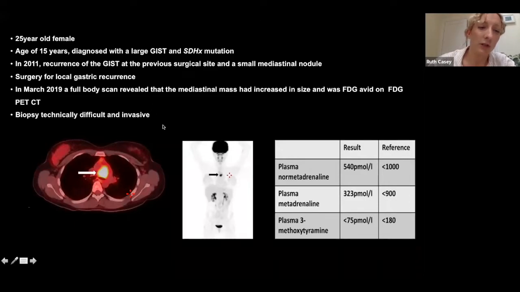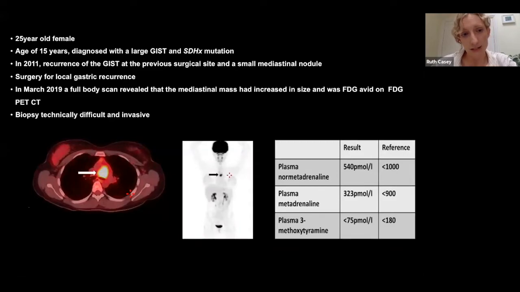In 2011, she had recurrence of her GIST at the surgical site, and they also noted a small mediastinal nodule. At the time, the MDT opted for surgical excision of the recurrence at the surgical site and to continue monitoring the mediastinal nodule. This remained relatively stable until March 2019, when an FDG PET-CT revealed that the mass had increased in size and was very FDG avid, as you can see here. So this was when I became involved in her case. And of course, the question at this point was whether this was truly recurrence of her GIST or whether this was a synchronous paraganglioma in a patient who had a germline SDH mutation.